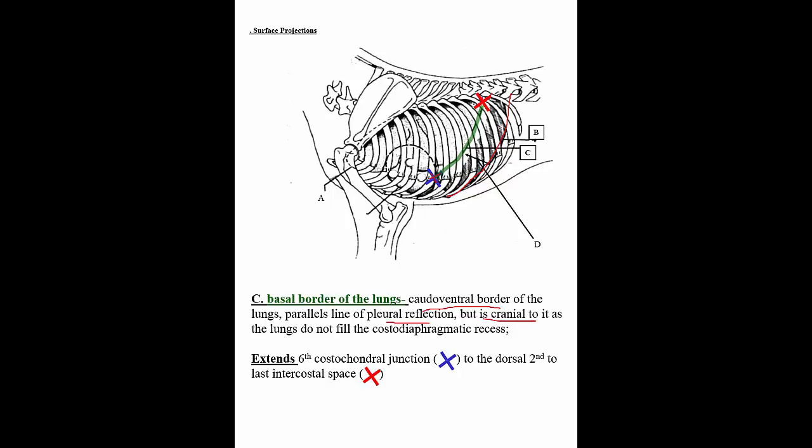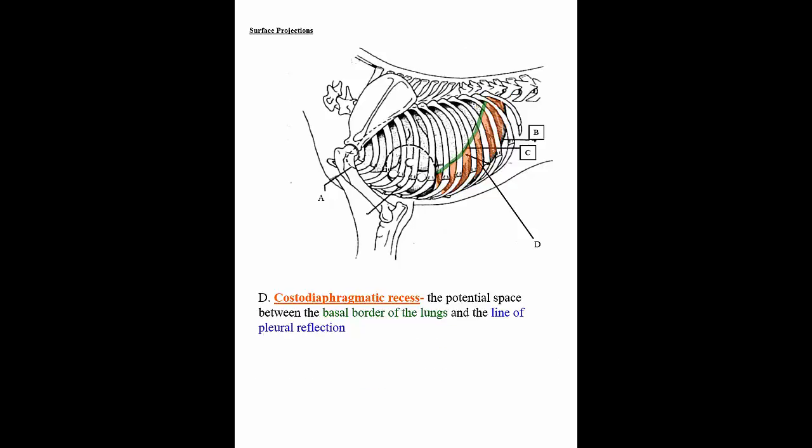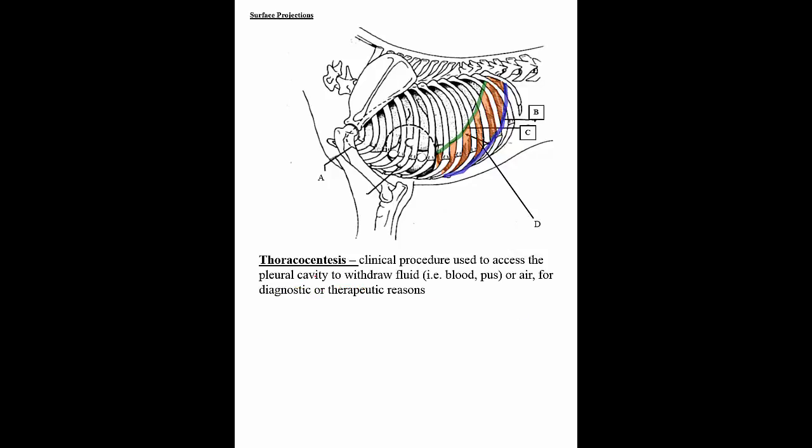And again, it parallels, is cranial and parallel to the line of pleural reflection. The costodiaphragmatic recess is the potential space between the basal border of the lungs, or this green line just defined, and the line of pleural reflection. So that potential space between those two lines is referred to as the costodiaphragmatic recess.